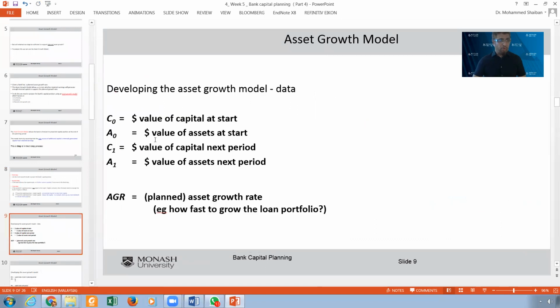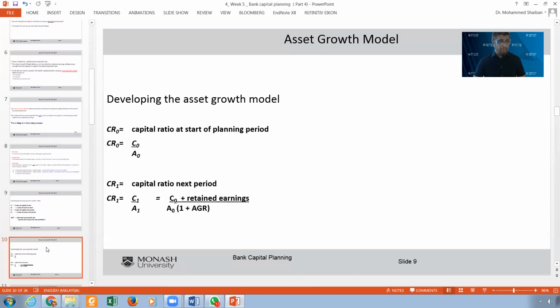So following the asset growth model, we have to look at the capital at the beginning of the year, the assets at the beginning of the year, and look at the capital at the end of the year, the assets at the end of the year. And we have to take into consideration the asset growth rate, which is the planned asset growth, which means how much I want to grow, and how fast my planned portfolio grows. All in all, it means how much asset growth I will have.